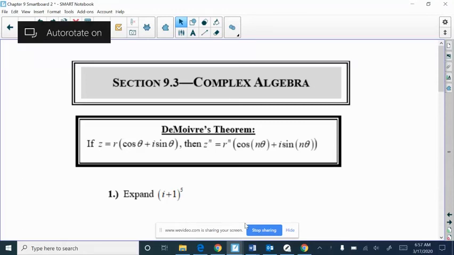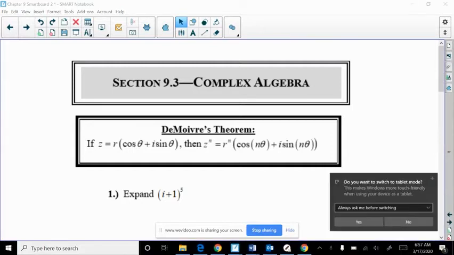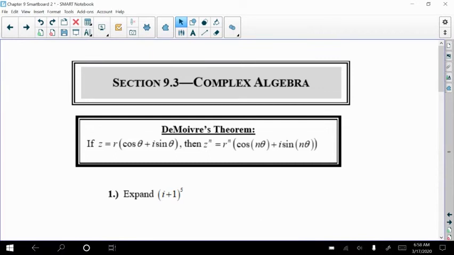Okay, so we're going to look at our next section in complex algebra, and we're going to use the polar version of numbers, or the polar representation of numbers, to help us solve algebra problems, or to look at things in the complex plane.